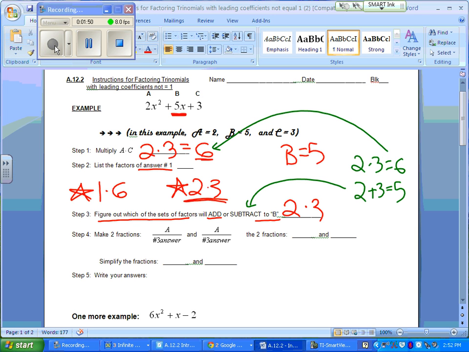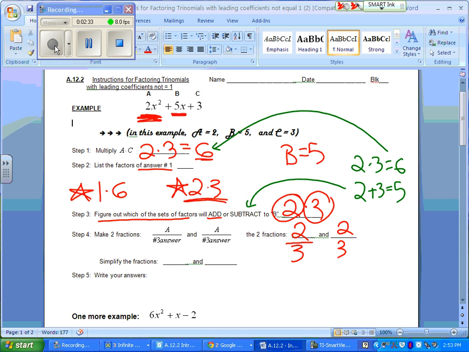All right, we're almost done. Step number 4 asks you to make two fractions. This is a little confusing. A over the number 3 answer. One of our number 3 answers is 2, and our other number 3 answer is 3. So if you're being asked to make this fraction, a is the coefficient in front of the x squared. In this case, it's 2. Our first number 3 answer is 2. We get that from here. And for the second one, the coefficient of a in front of the x squared is 2 again, and then our other answer for number 3 is 3.